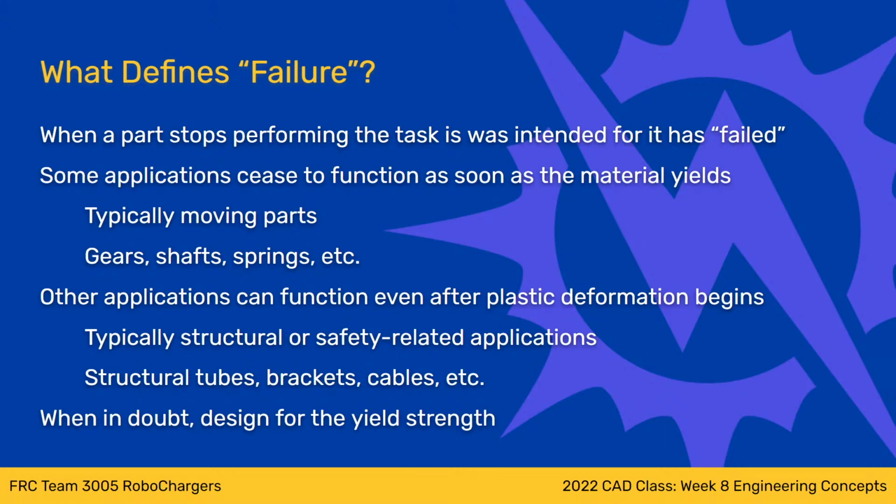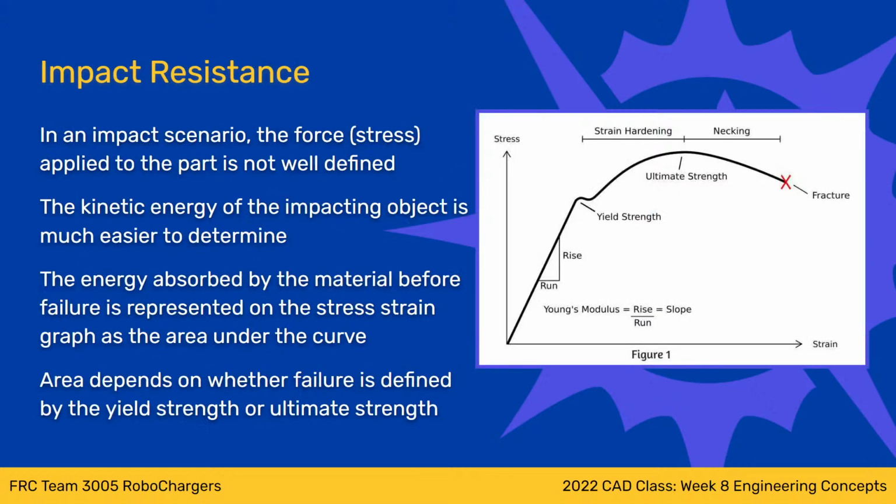But just to reiterate, like I said earlier, if you're in doubt and you don't know, just design for the yield strength. It's better to have a part that never yields at all. Obviously, we would be much happier if our frame never bent and didn't have any bow to it at all. So designing for the yield strength is generally better if you don't have a very well-defined application or something like that.